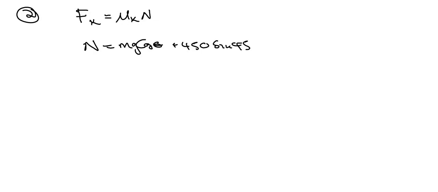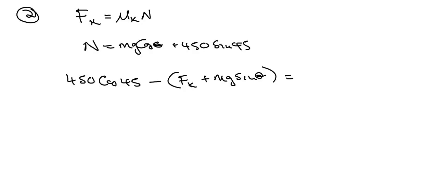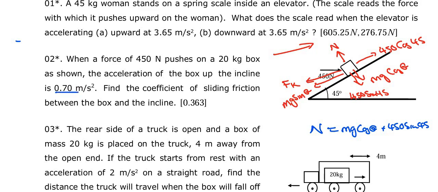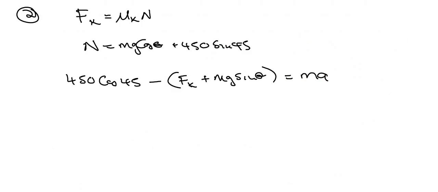Then we also know that the winning force was 450 cos 45. The losing forces are the two of them: there's frictional force and there is mg sine theta. Then this will give us ma, that's what we want. They told us the acceleration in the question. They gave us the acceleration to be 0.7. The mass was given to be 20. We have the force, which is 450 that we're already using. So here I'll just make the substitutions.